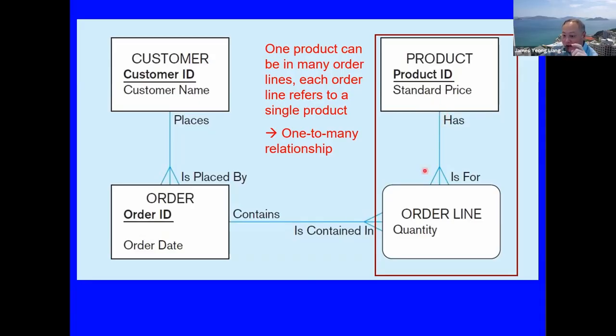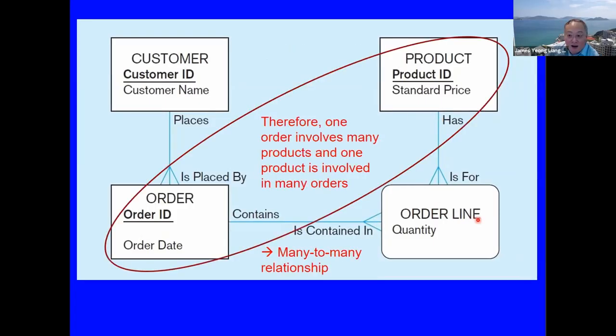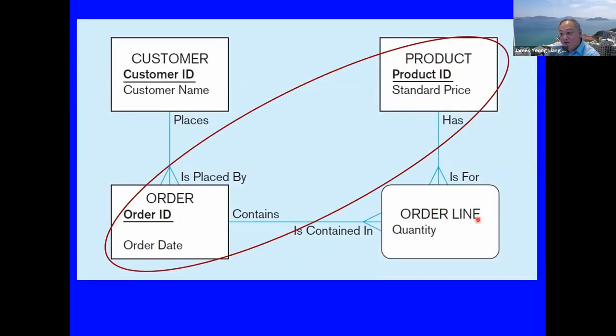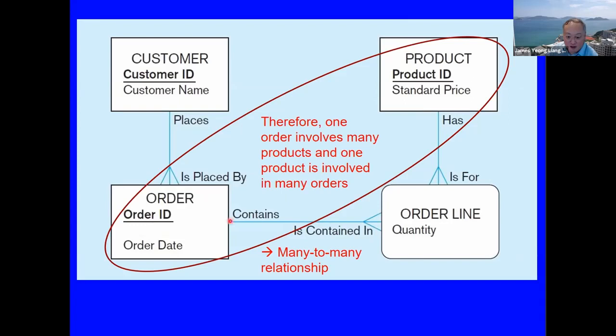But each product can appear in many order lines, because we can have 2 receipts, and in each receipt there are many order lines, but both of them may refer to Big Mac, because 2 different customers may have ordered a Big Mac each, right? So the Big Mac can appear in multiple order lines. So each product can appear in multiple order lines, okay? So this is called a one-to-many relationship. So previously we had a many-to-many relationship. It has been converted into a one-to-many and a one-to-many, okay?